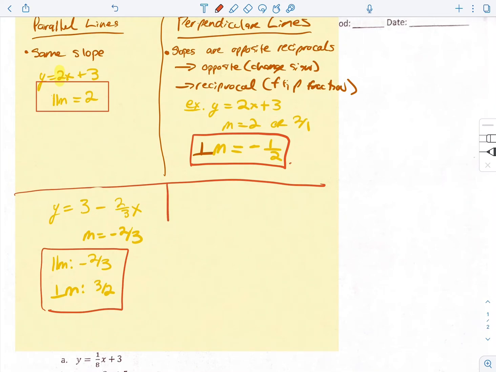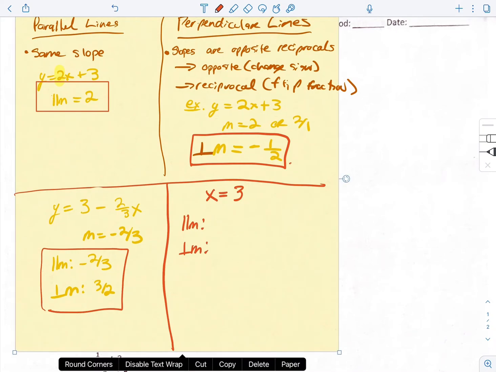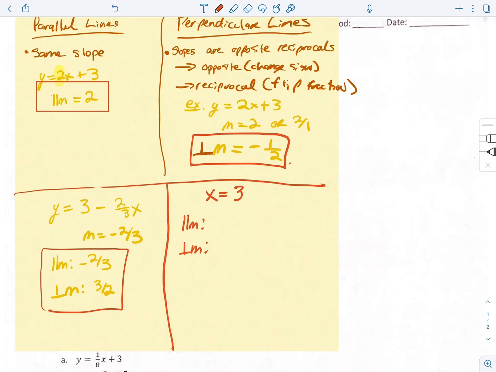One last example that I'd like to talk about is, what if I'm given an equation like x = 3, and I want to find the parallel slope, that's the symbol for parallel, and then the perpendicular slope? And you may be like, x = 3, what is that? All right, it requires some remembering.